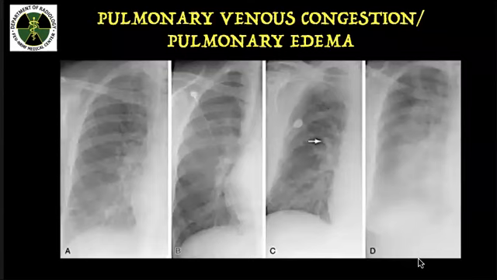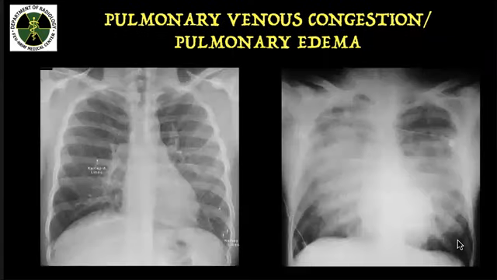So this one is an example of your pulmonary venous congestion or pulmonary edema. As you can see, the pulmonary vasculatures are prominent or engorged. Okay, so this is an example of your pulmonary edema. If we look at the vascularity, it is disorganized. Okay, so there is cephalization of the pulmonary vascularity and engorgement, indicative of your pulmonary edema.